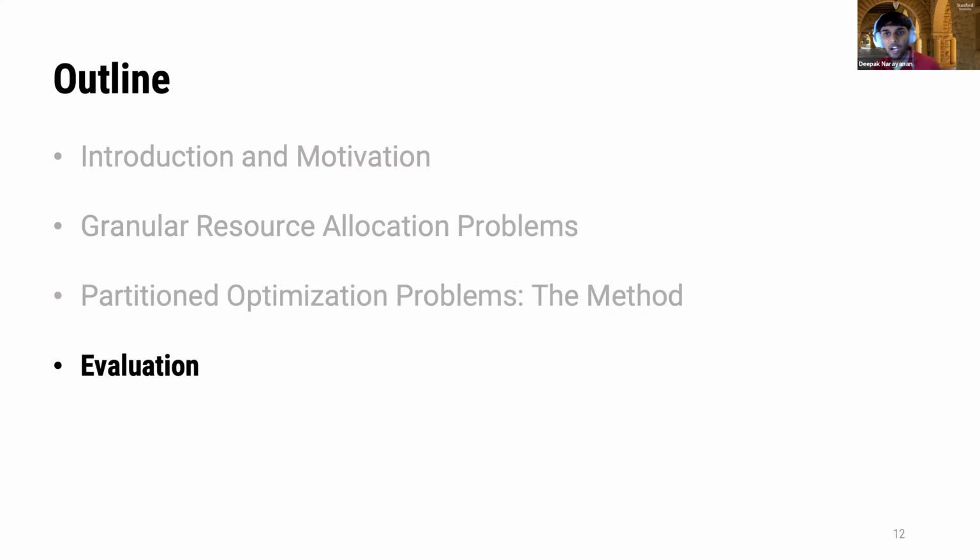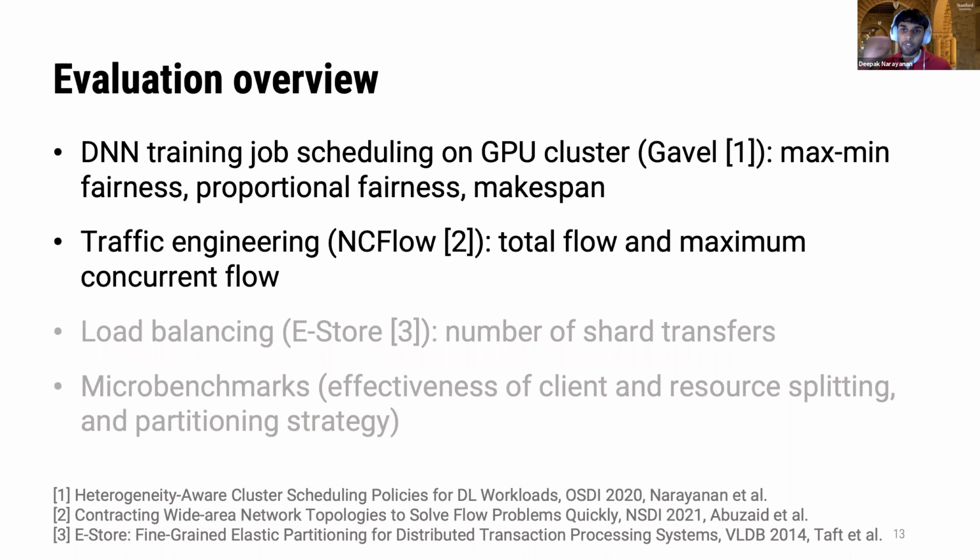Let us now see how POP does in practice. We evaluated POP on 3 different domains: DNN cluster scheduling, using the same problem formulations from the Agrawal research system which appeared at OSDI this past year; traffic engineering using the problem formulations from the NCFlow research system which appeared at NSDI earlier this year; and load balancing for a distributed database.